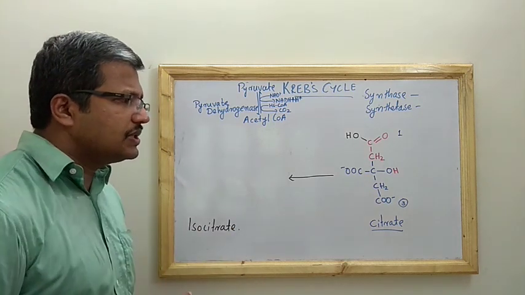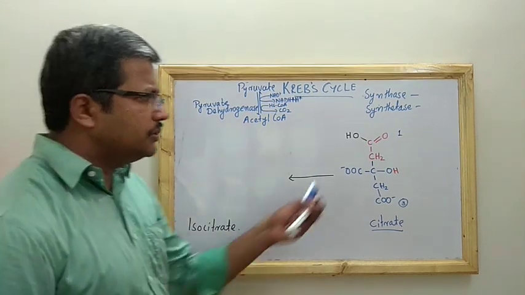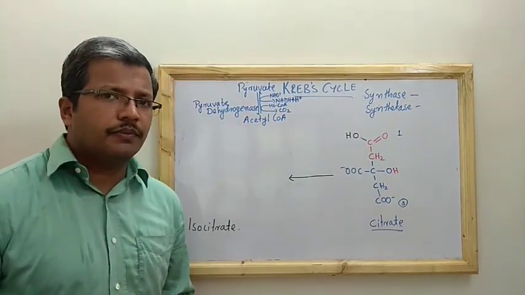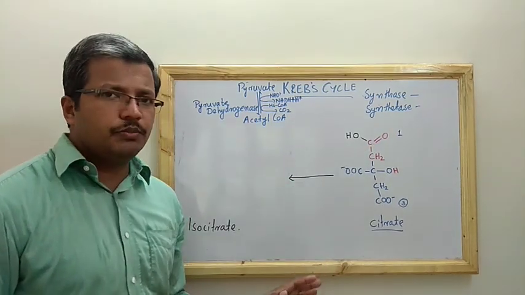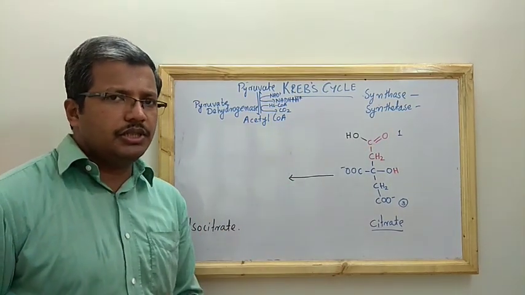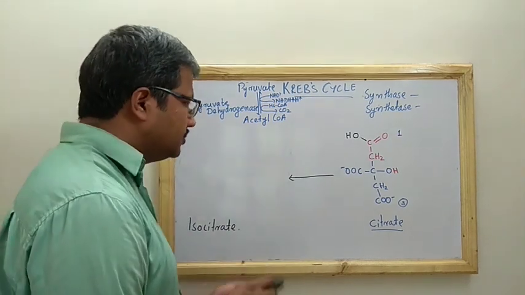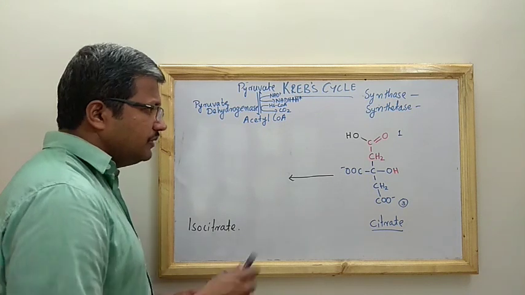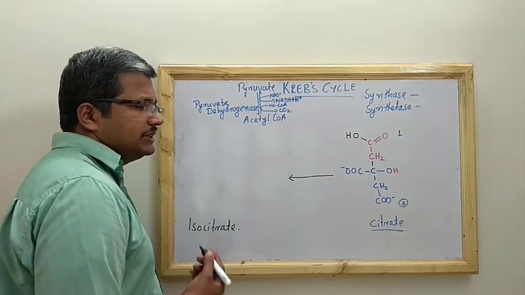Citrate is isomerized to isocitrate. Now I am not using any color. I am leaving the color because I used it only to represent which part of acetyl coenzyme A and which part of oxaloacetate is joining. So I am just using a single color. I will use the black color. It will be just converted into isocitrate.